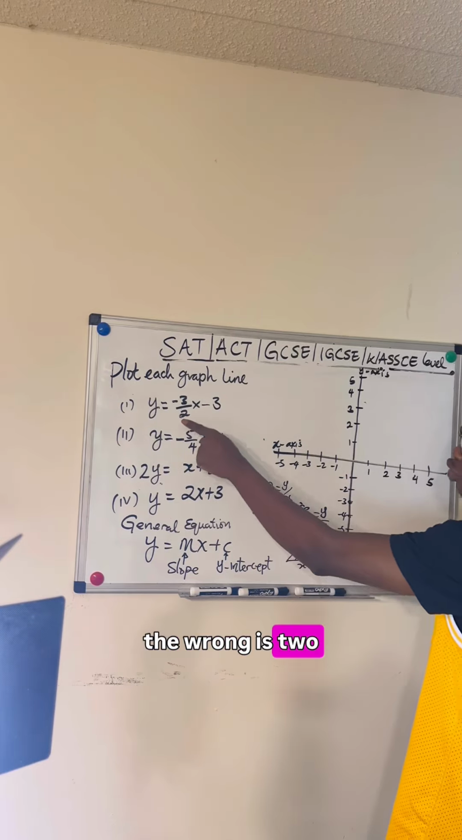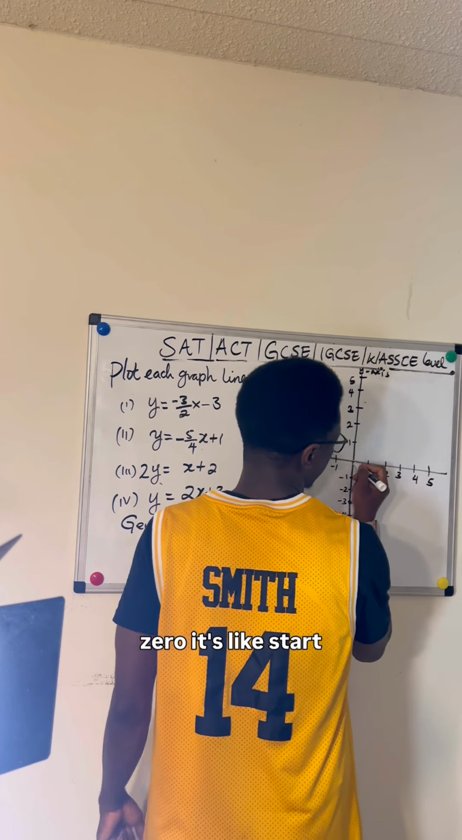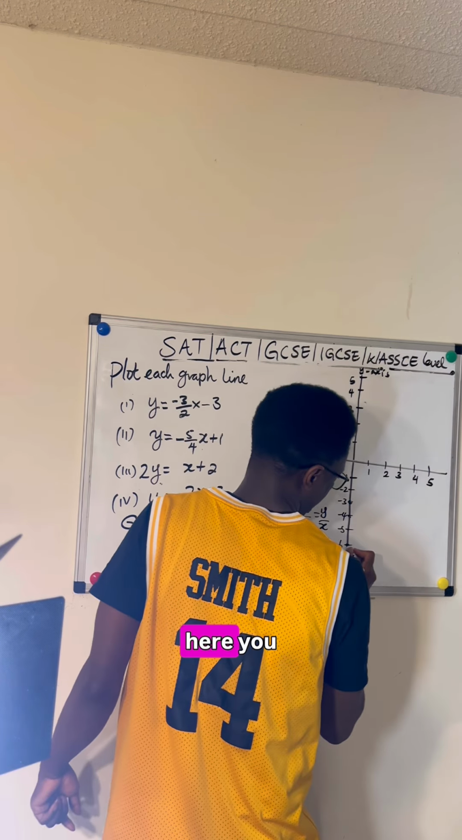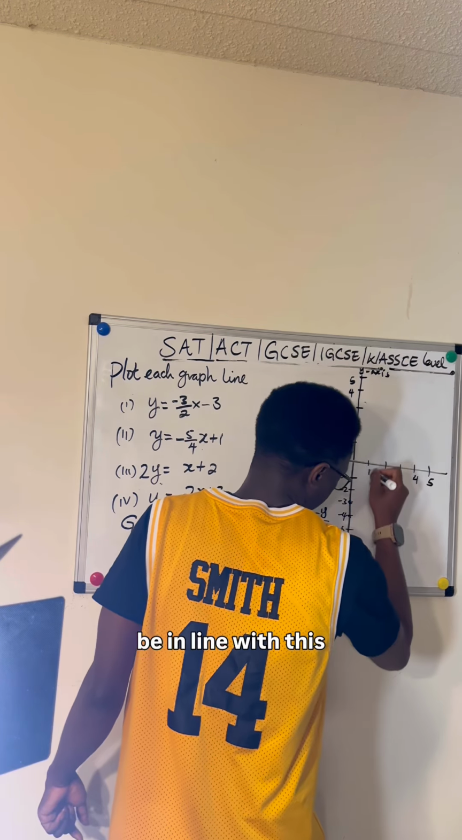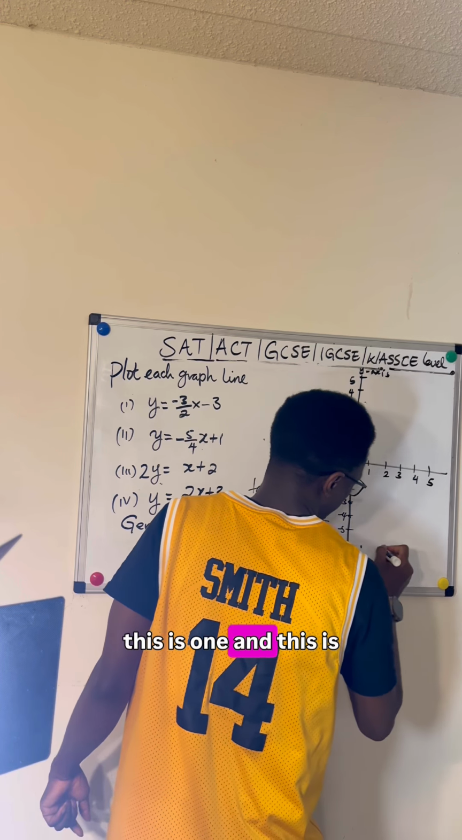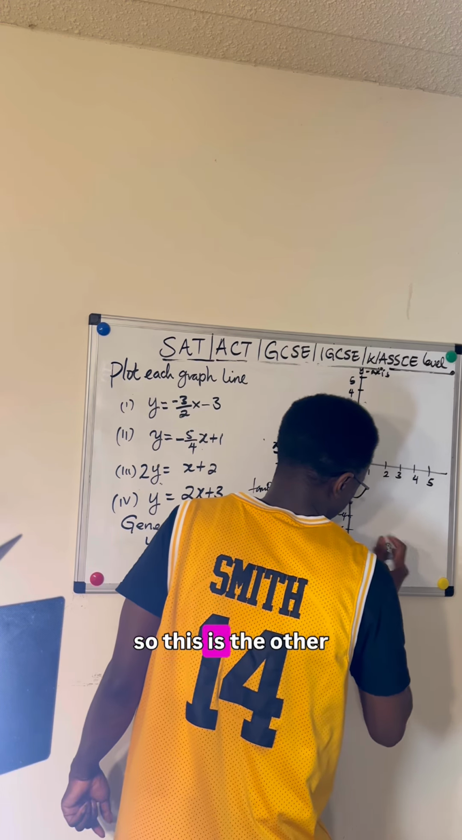Then the run is 2. So the run, this is 0. It's like starting from 0, or starting from here. You go this way. You have to be in line with this. This is 1 and this is 2. Okay. So this is the other point.